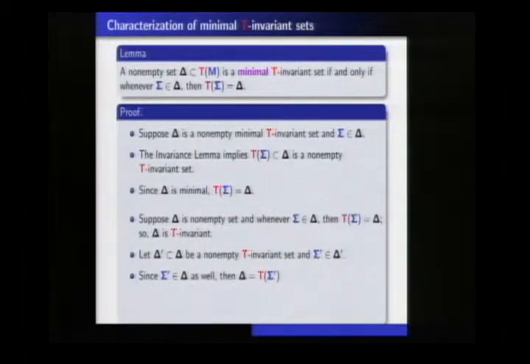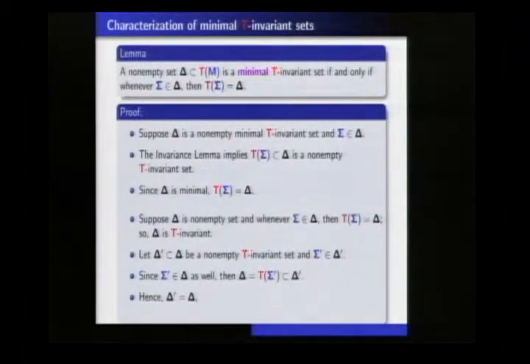By hypothesis, this is a subset of that, so the surface is also in delta by containment. And the property is that whenever you're in delta, you get T of sigma. But T of sigma is contained in delta prime. Therefore, delta is contained in delta prime, which means they're equal. So it's just set theory. Nothing very hard, but it gives us a way of doing things.